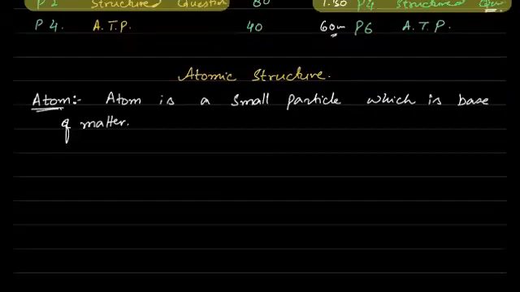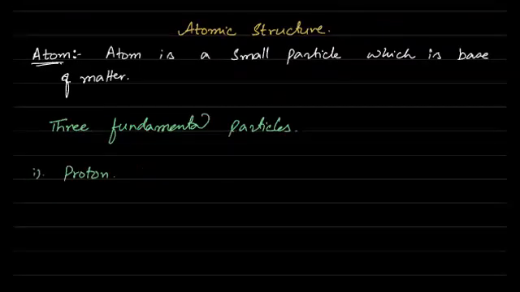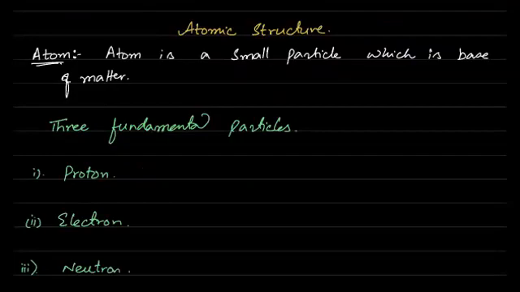So again, I repeat, what is the atom? Atom is a small particle which is the base of matter. There are three fundamental particles of atom. Number one, it's going to be proton. Use the term proton. And the next thing is electron. And the third one is a neutron. Proton, electron, and neutron. These are the three fundamental particles of atom.